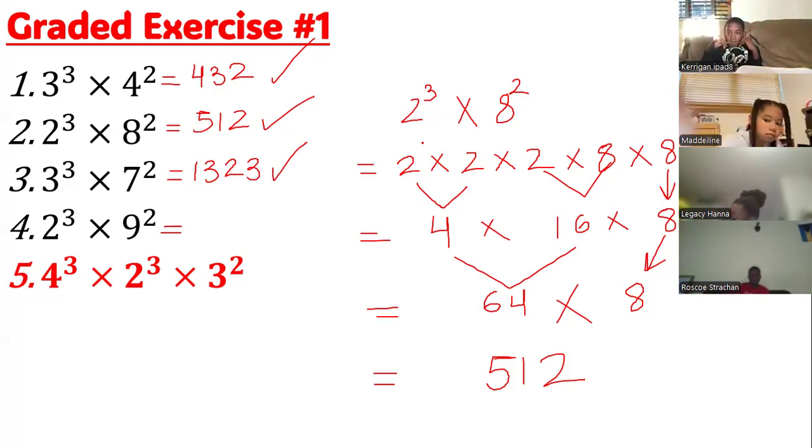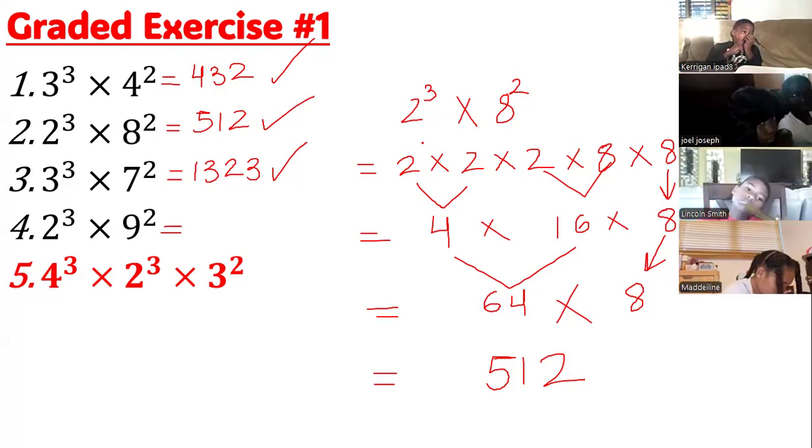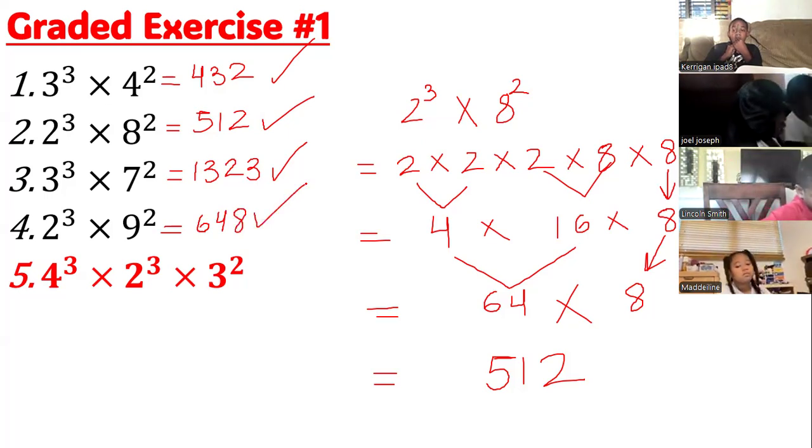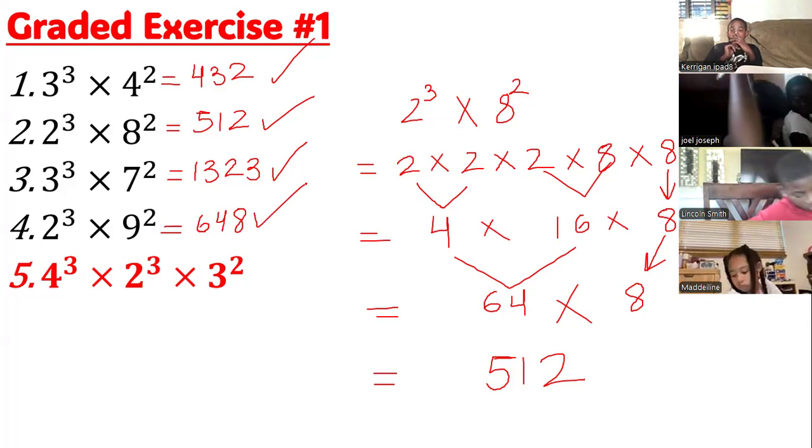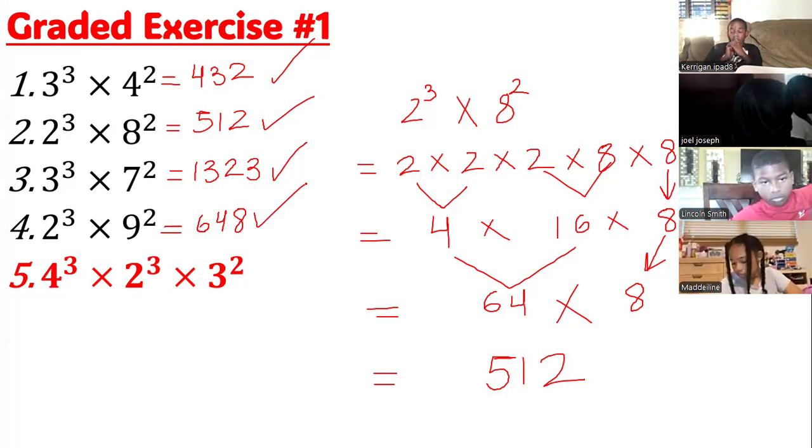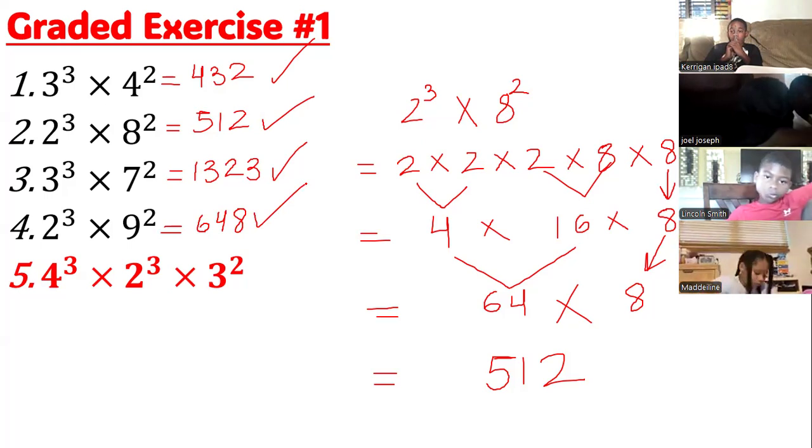Maya, what did you get for number 4? I got 648. And Joel, what did you get for number 4? I got 648. All right, 648 is definitely the correct answer. Put a tick if you got it right. Correct it if you got it wrong. Very good. Okay, let's move on from that.